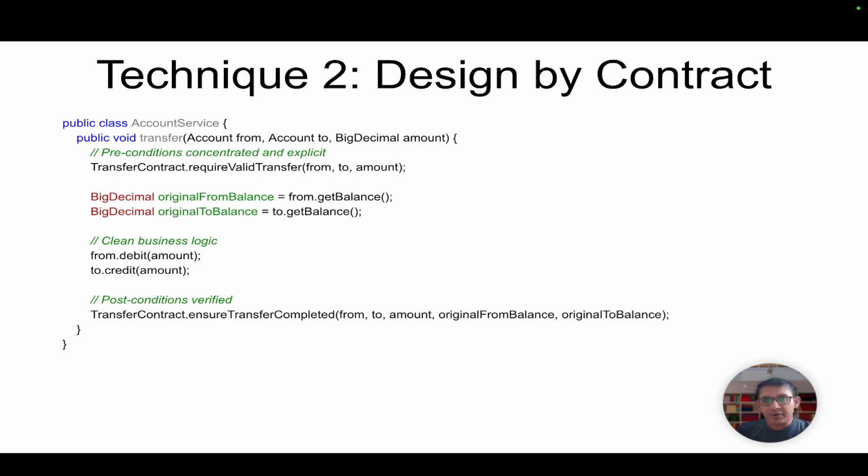Our new transfer method starts by calling transferContract.requireValidTransfer with all the parameters. This concentrates all the preconditions in one place. Then we capture the original balances, do the clean business logic, just debit one account and credit the other. And finally, we can call ensureTransferCompleted to verify our postcondition.